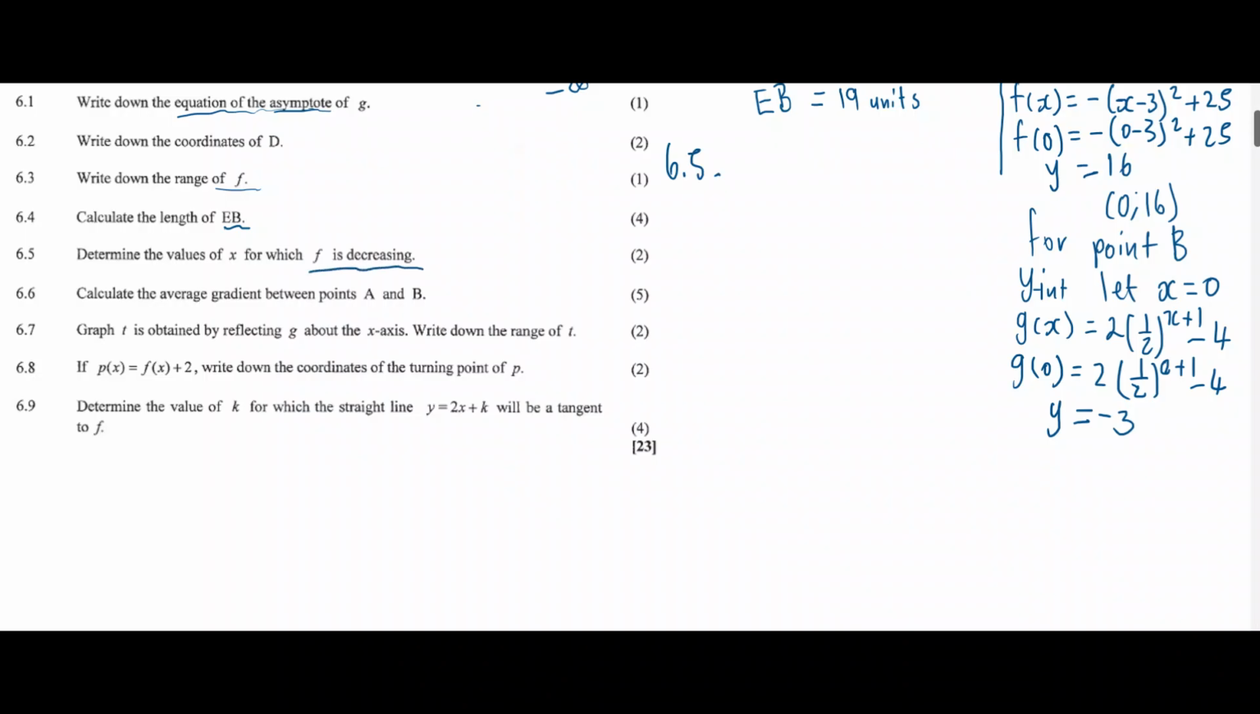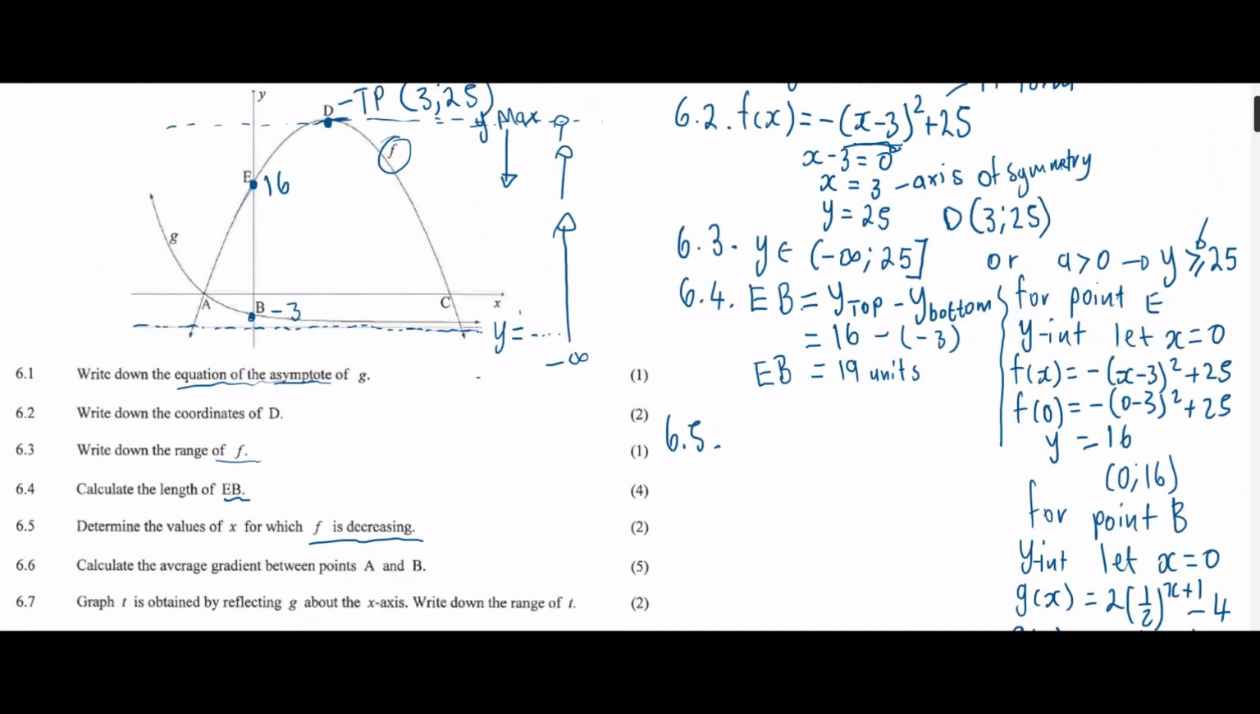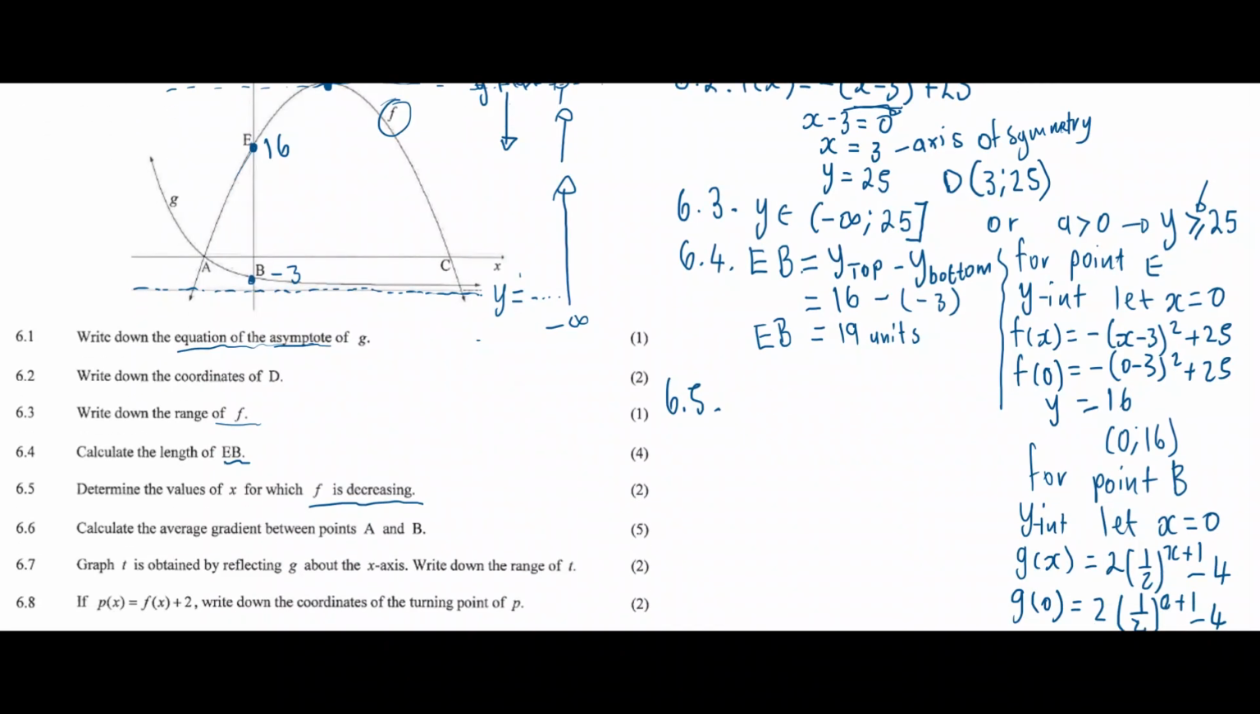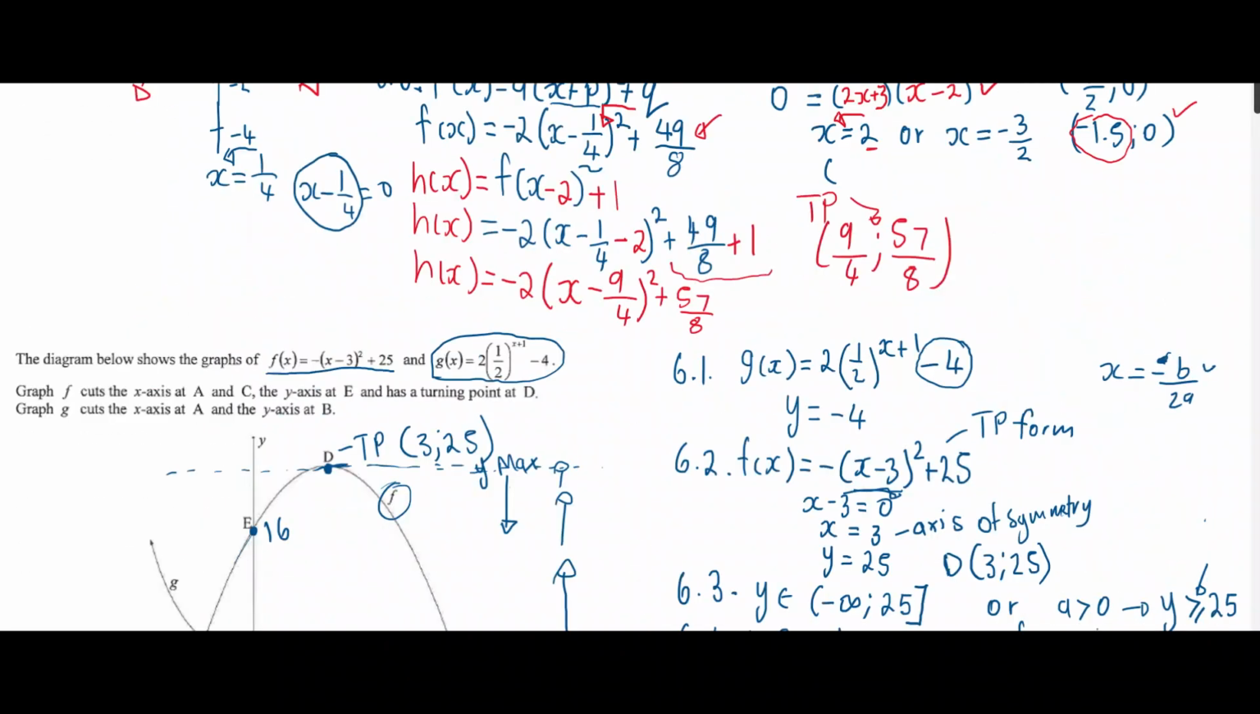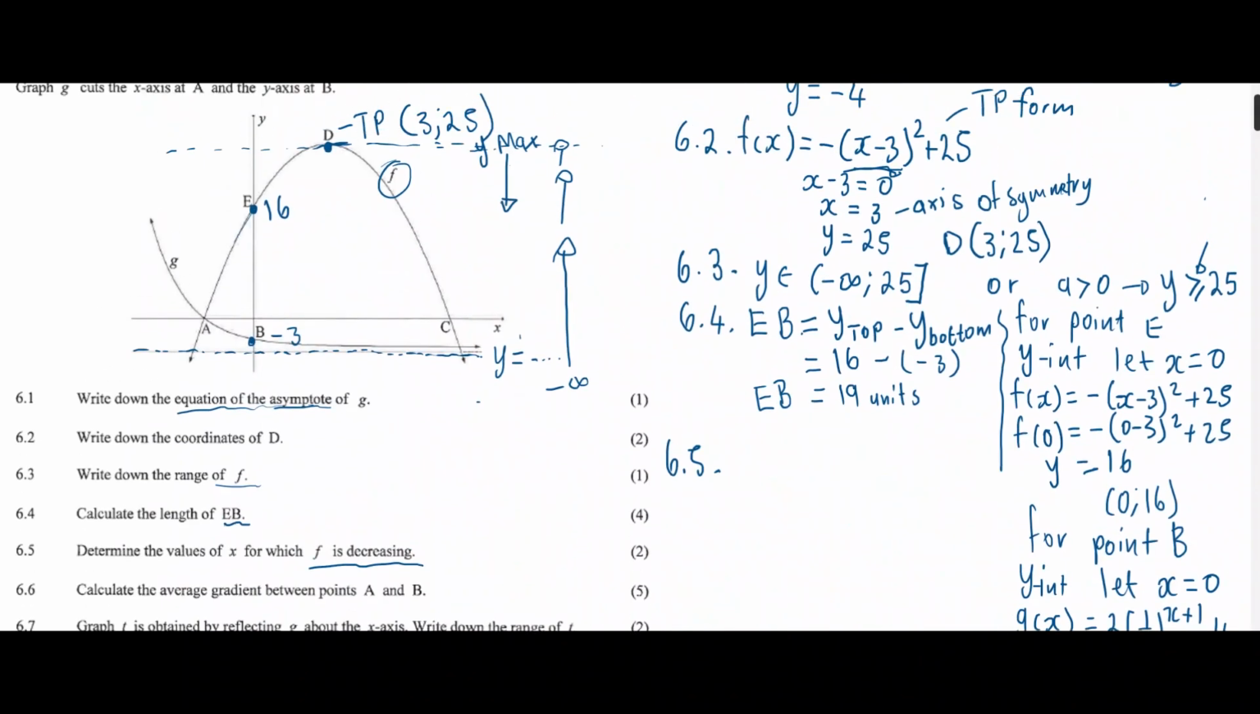So 6.5 here. Determine the values of x for which f is decreasing. Remember, we read the graph from the left, and we're looking for the values of x. So we read the graph from left to right. From these x values going to the right, what do you notice about the function f?